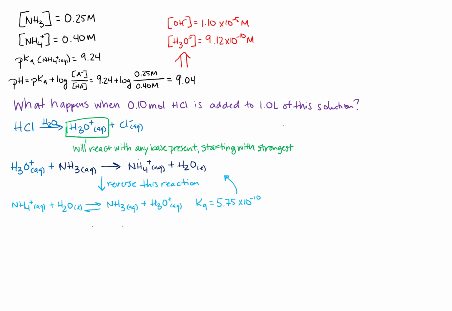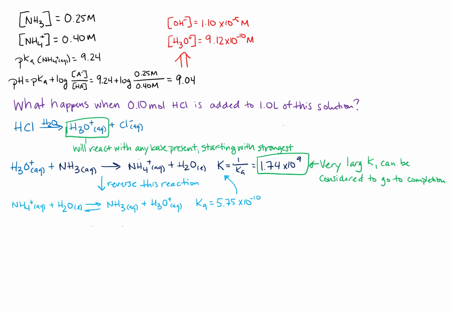Using this information, we can determine the equilibrium constant for the reaction of hydronium ion on ammonia, which will be the inverse of the Ka of ammonium and is equal to 1.74 times 10 to the ninth, a really large number. That number is so large that we can essentially consider this reaction to go to completion, since only a completely negligible amount of the limiting reactant will remain.